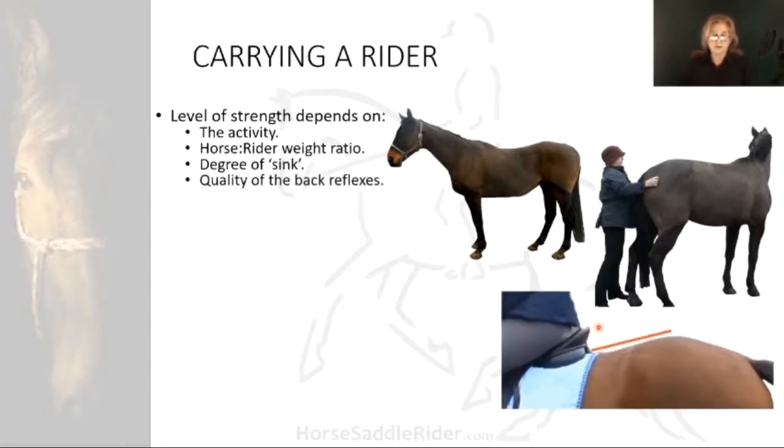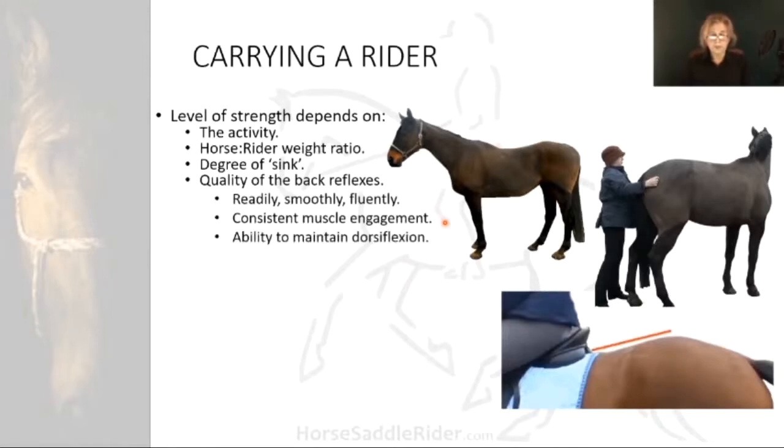And the quality of the back reflexes, I just showed you that. These should be offered readily. They should be smooth and fluent. Consistent muscle engagement. Again, compensatory movement may cause muscles to be switched on and off throughout the movement or gait. And the ability to maintain that lumbar sacral flexion, so stamina in the flexion.